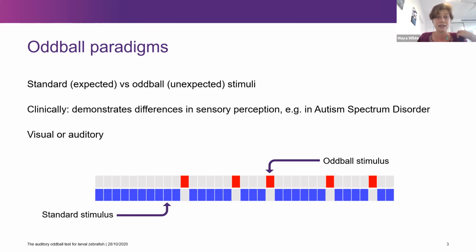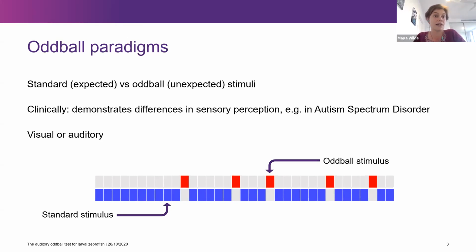When these studies are done clinically, you can see differences in the amplitude and the latency of those mismatch negativity responses in populations like people with autism spectrum disorder. These paradigms can be visual or auditory, but in my case, I'm going to use an auditory stimulus train with pure tones as the stimuli. Like I said, this is done in humans with EEG. It's also been done a bit in rodent models, but there isn't a zebrafish version of it yet.